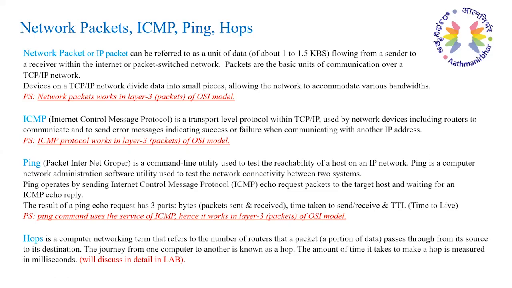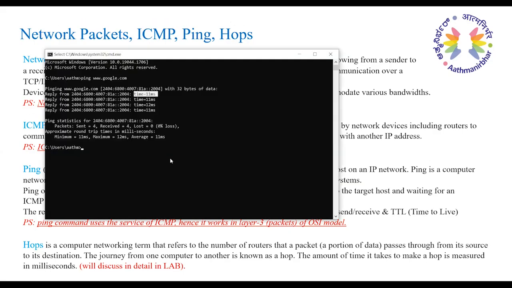And next we have something called hops. Hops is a computer networking term that refers to the number of routers that a packet or a portion of data passes through from its source to destination. Now we have just said ping google.com. The communication did not establish from your computer to the Google server directly. It passed through different routers or switches or even data centers.